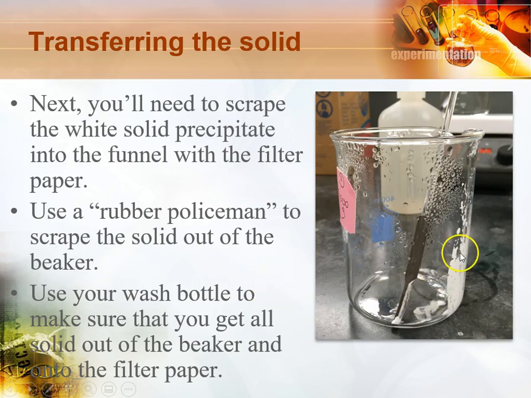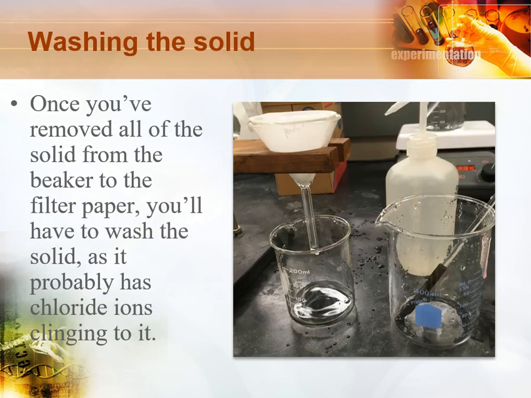But it's hard to do that with just the rubber policeman. So you've seen in the background I have a wash bottle. So the next thing I did is I squirted some water into my wash bottle, and I washed the beaker, and I washed the rubber policeman too, to make sure that I get absolutely all the solid out. So that's what we mean by quantitative transfer. We need to get every last bit of it. So I think I've done that.